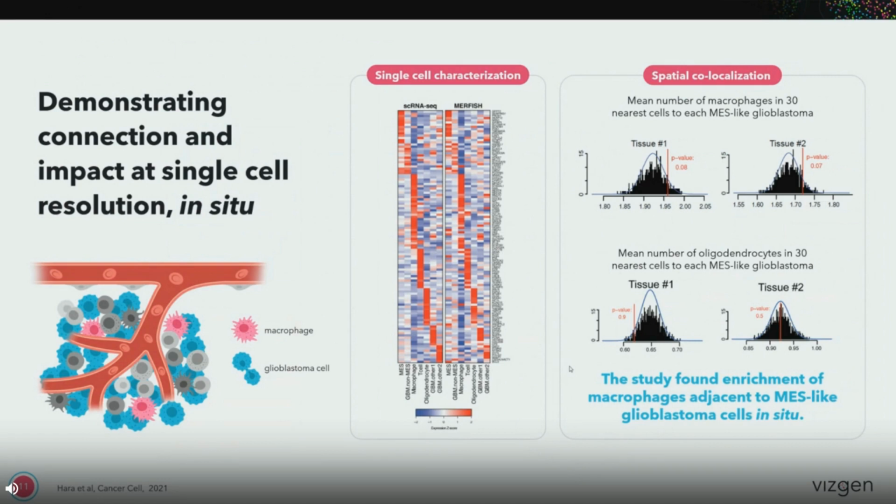This enables the researchers to study the interaction of macrophages with subtypes of cancer cells. Specifically, they measured the mean number of macrophages in the 30 nearest cells to the MES-like glioblastoma cells. They found enrichment of macrophages adjacent to this subtype of glioblastoma cells in situ. You can imagine that such findings demonstrate the power of in situ single-cell transcriptomic profiling to uncover and characterize cell-cell interaction, because without this, such a finding would almost be impossible purely based on single-cell RNA-seq analysis.